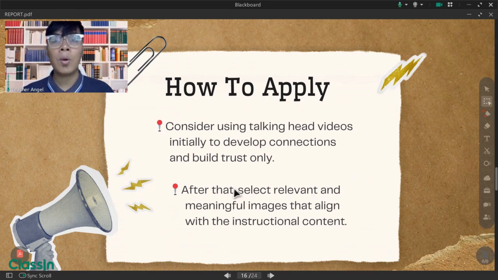So that only shows that you don't need to actually just put an entire image of someone talking because it will just make it tiring for your audience.